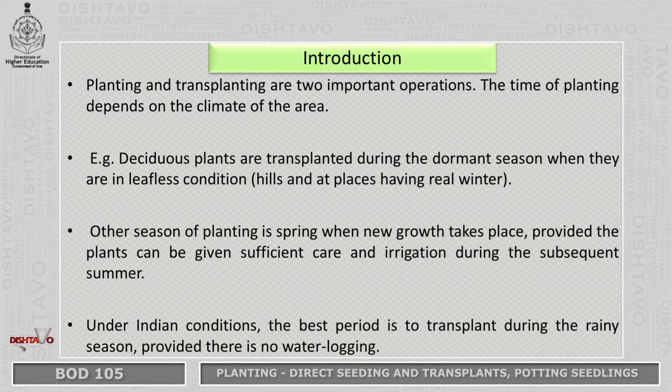Coming to the introduction, planting and transplanting are two important operations. The time of planting depends on the climate of the area. For example, deciduous plants are transplanted during the dormant season when they are in a leafless condition. Another season for planting is spring, when new growth takes place, providing the plant can be given sufficient care and irrigation during the subsequent summer. Under Indian conditions, the best period to transplant is the rainy season, provided there is no waterlogging.